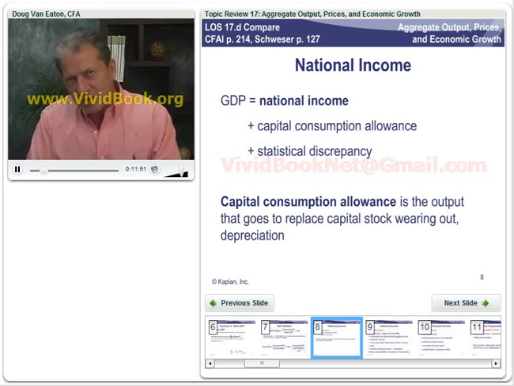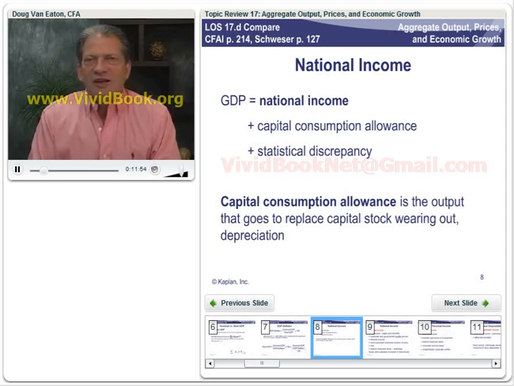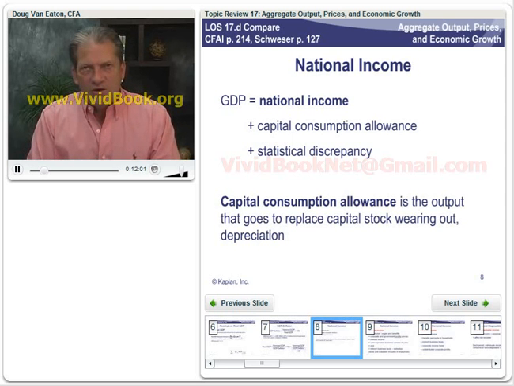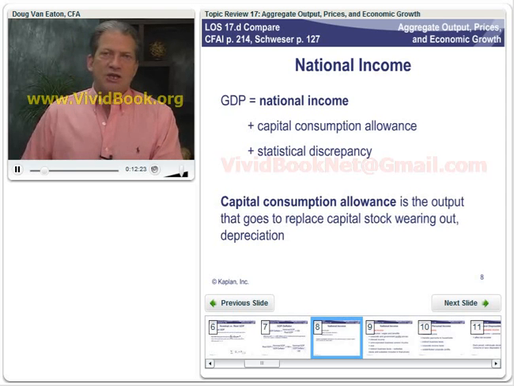Well, the statistical discrepancy is just because if we calculate it different ways, we're going to get different numbers. So don't worry too much about that. But you should understand what this capital consumption allowance is. It's stuff that was produced that went to replace physical assets that were used up in the production process. So capital consumption allowance is the output that goes to replace the capital stock that's wearing out. So it's similar to the idea of at least economic depreciation of physical productive capital goods.